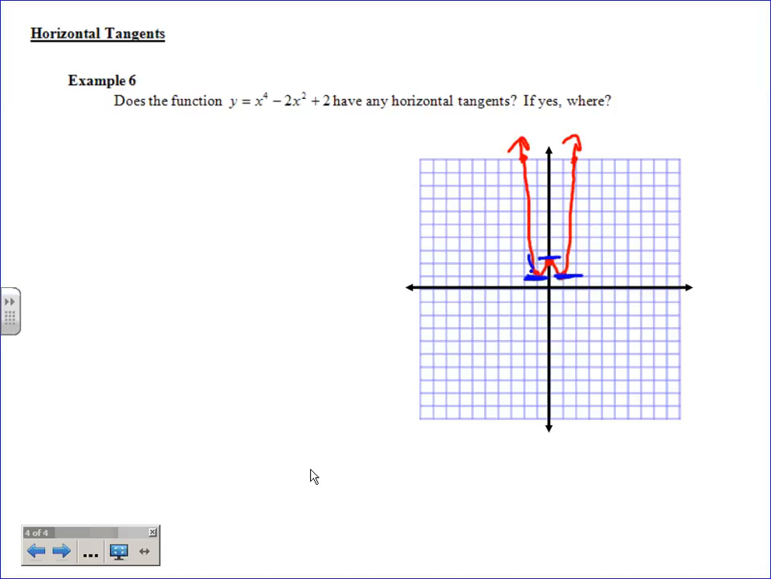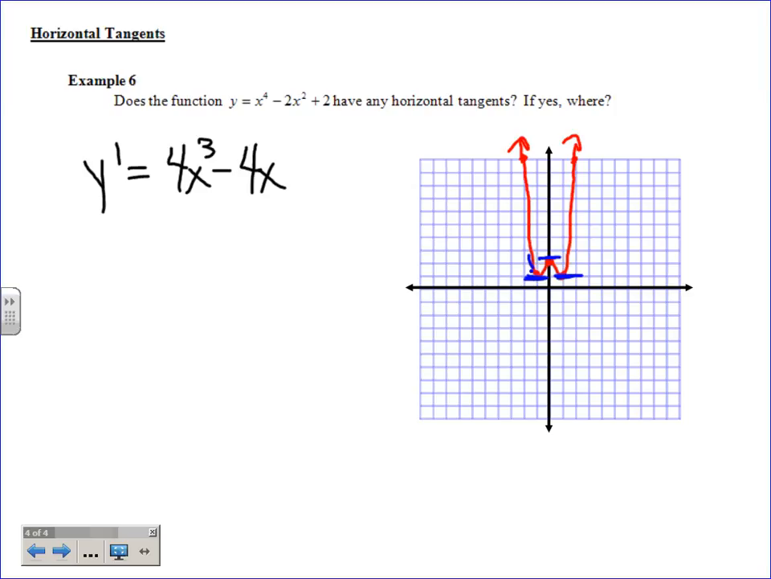So wait a minute. We want to find out where it has a horizontal slope. So what would probably be something very good to find? The derivative. And let's face it, if we had to do the definition, that'd be a pain. But you got shortcuts now. So now we can start applying the derivative. So y prime is 4x to the third minus 4x. Yeah, plus that's it, exactly. Because there's a constant, right? Which means 0.